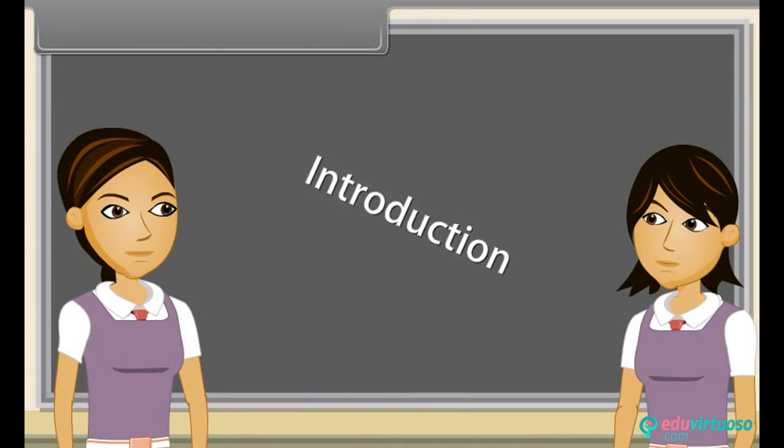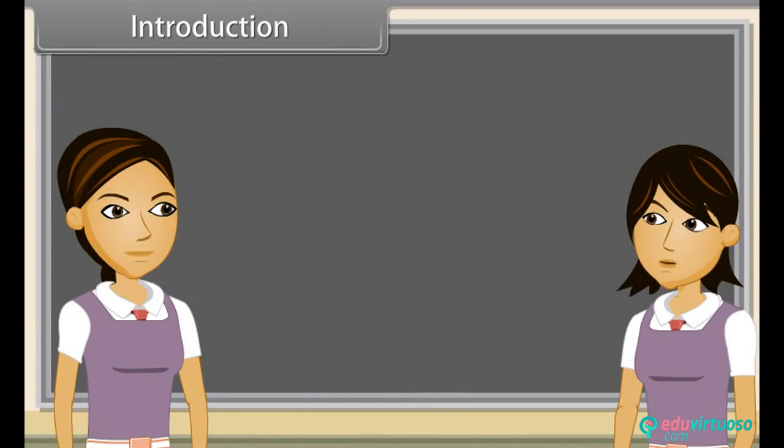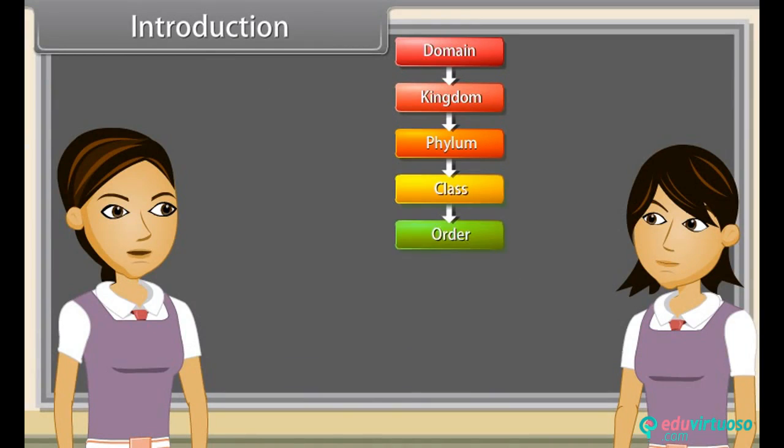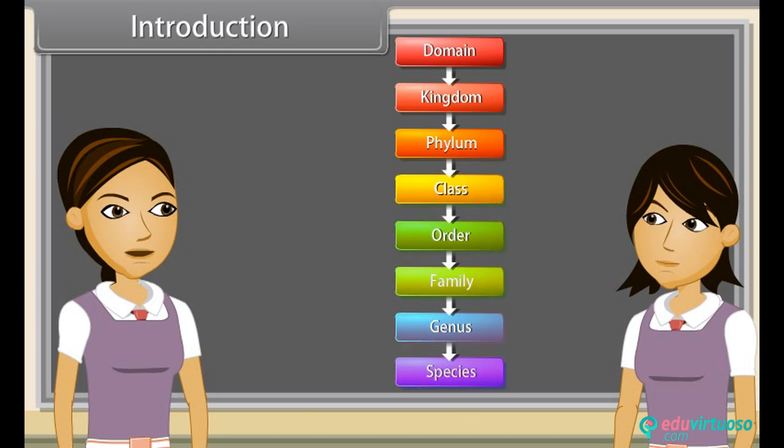Introduction. Do you know what is biological classification? Biological classification or scientific classification in biology is a method by which biologists group and categorize organisms by biological type such as genus or species.